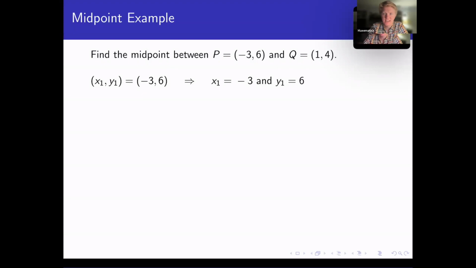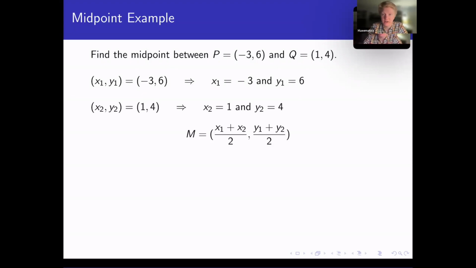y1 is 6. x2, y2 would be 1, 4. x2 is 1. y2 is 4. So what we're going to do is add the x values together, divide by 2. Add the y values together, and then divide by 2. So negative 3 plus 1 over 2, 6 plus 4 over 2. I have these out of order.